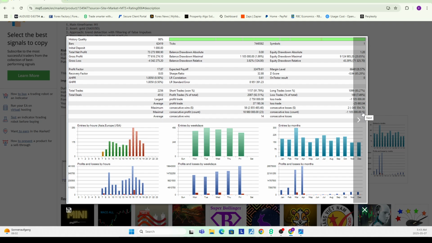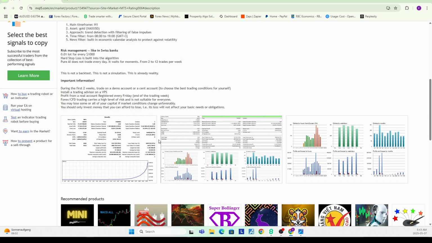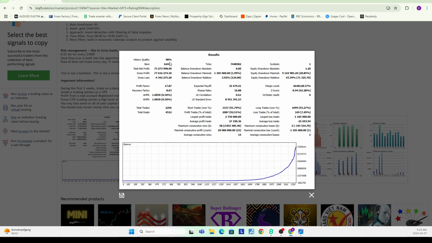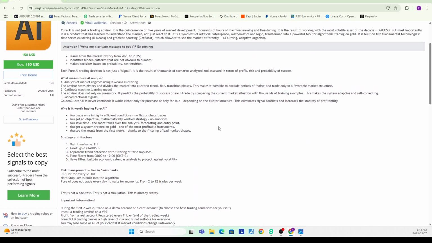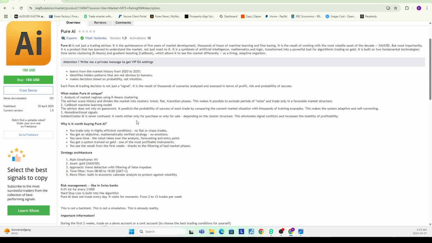Obviously, these are just too good to be true, because you typically don't turn less than $1,000 into $73 million. Like, that's obviously completely false. But at the same time, perhaps there's something here.